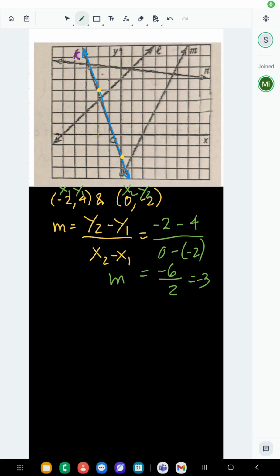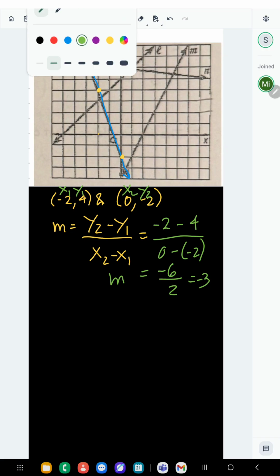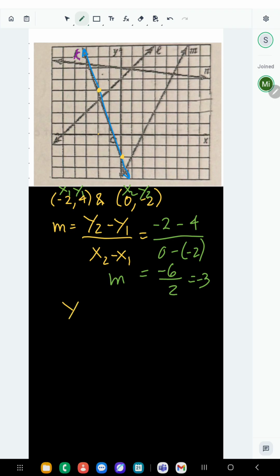the slope. Now we can write this in slope-intercept form. Still remember the slope-intercept form? y equals mx plus b. So we already have the slope m, so we can plug in that here. So y equals negative 3x plus b. So b is the y-intercept.